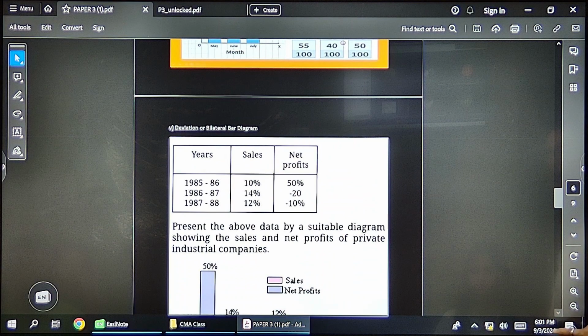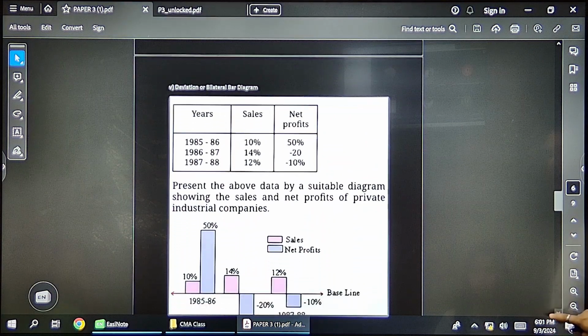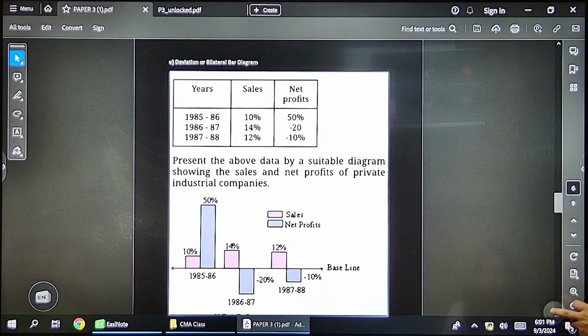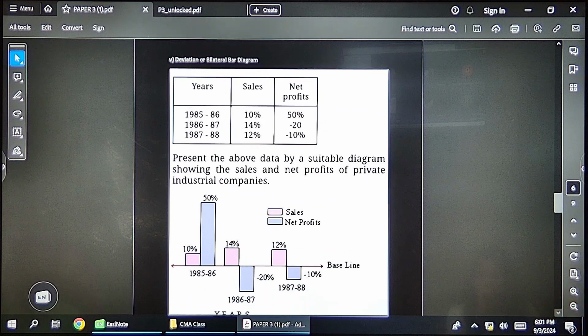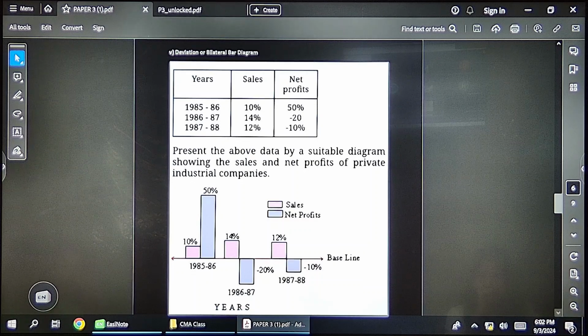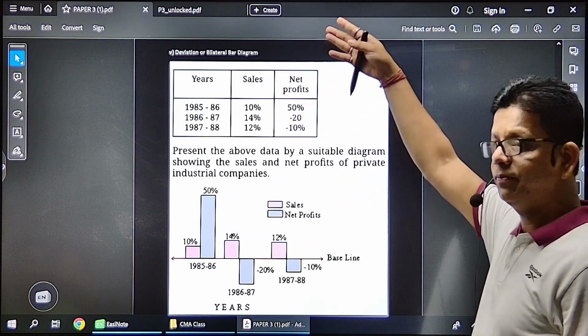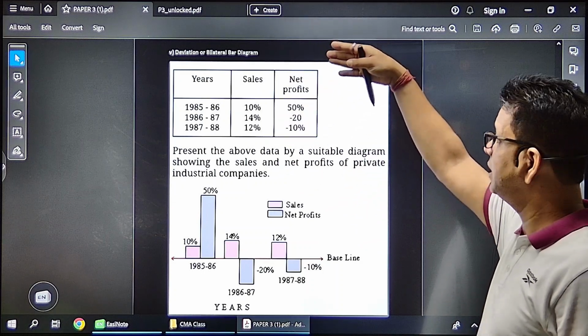Done. Now, look at this. Deviation or bilateral bar graph. It is also not a difficult one, but maybe unseen. Maybe you have not seen it before, but it is not at all difficult. So here, look at this. It is a deviation. Deviation means what? Difference. So what difference occurs here? Sometimes the sale goes up and profit is earned. Sometimes the sale goes down.